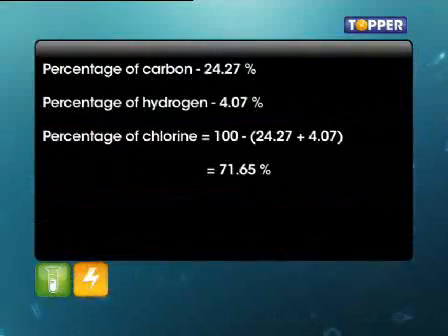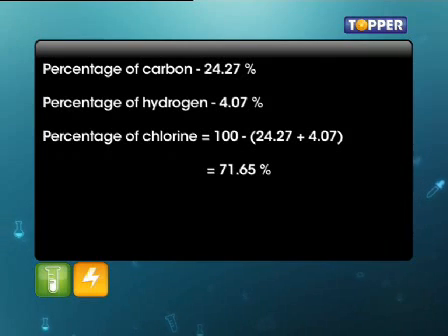A clear thought process is the only answer to all problems. So I hope all your concepts are clear. Now here is the solution to the numerical problem we left you with. Given percentage of carbon is 24.27, percentage of hydrogen is 4.07. Therefore, the percentage of chlorine will be 100 minus (24.27 plus 4.07), which is 71.65%.